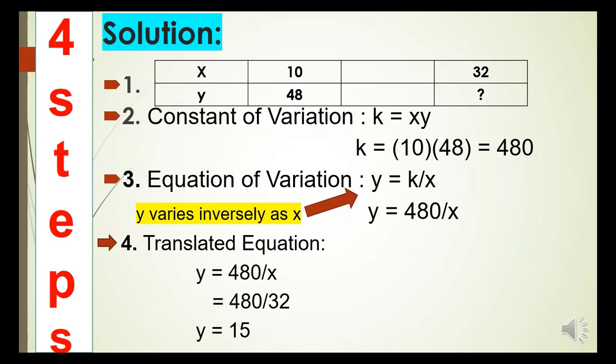Step number 4. What is y when x is 32? We use the translated equation. Just copy it here, then assign the last part of the given to the translated equation. x is 32. So what is y when x is 32? Divide them. 480 divided by 32 is 15. That is the value of y when x is 32.